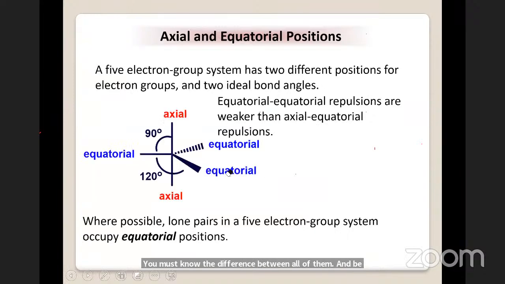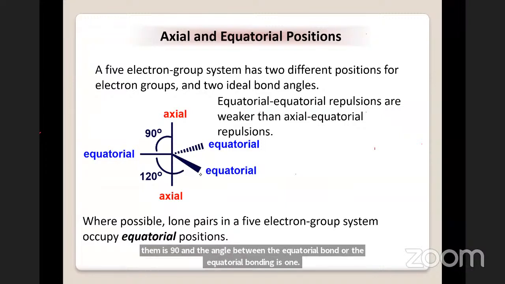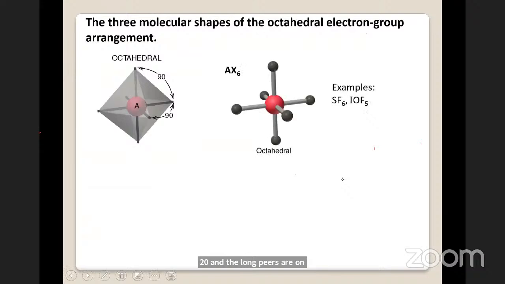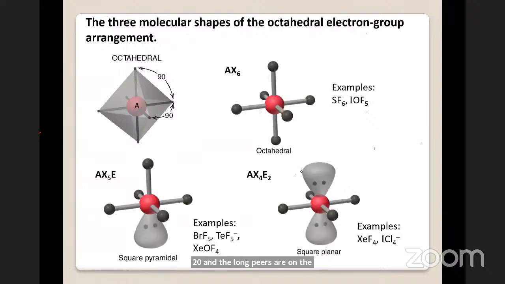Now, I have mentioned to you that there is a difference between the equatorial bond and the axial bond. The axial is the one that goes up and down. The equatorial is the one on the equator. The angle between the axial bond and the equatorial bond is 90 degrees, and the angle between the equatorial bonds is 120 degrees. And the lone pairs are on the equator. Then the last shape is the sp3d2.